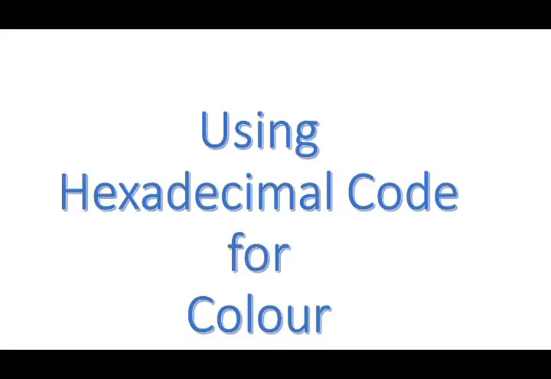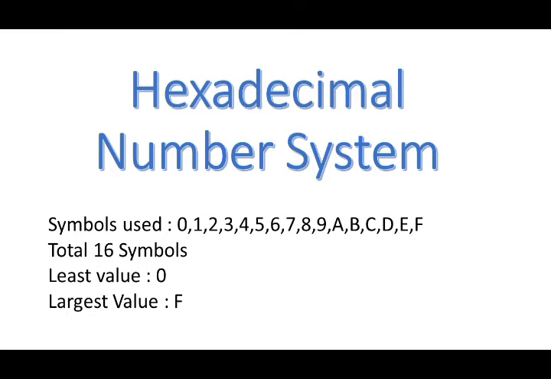Now another way of using a color name is a hexadecimal code. Let's learn what a hexadecimal code is. Since hexa means 6 and decimal means 10, there are a total of 16 symbols that form this number system. The symbols are 0, 1, 2, 3, 4, 5, 6, 7, 8, 9 and then capital A, B, C, D, E, F. From this range, the least value of hexadecimal code is 0 and the largest value is F.